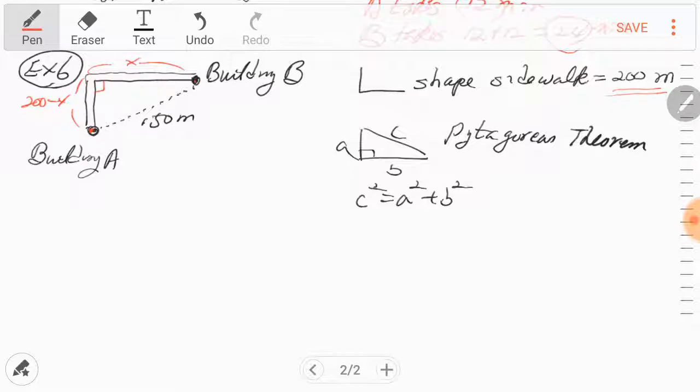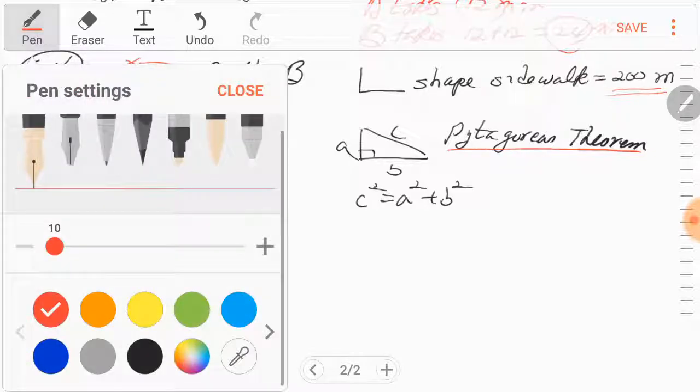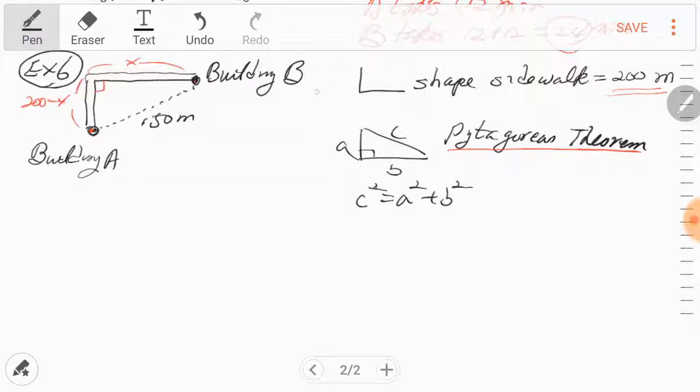Okay. And then use the Pythagorean theorem. Pythagorean theorem is what? Right triangle. The square of the hypotenuse is equal to the sum of the square of each leg. So c squared is equal to a squared plus b squared. So let's use this Pythagorean theorem to write an equation. So the hypotenuse squared is what? Hypotenuse is 150. So 150 squared is equal to a squared plus b squared. So x squared plus 200 minus x squared. And then solve for x from this equation.